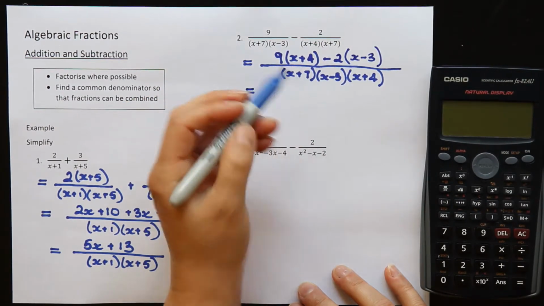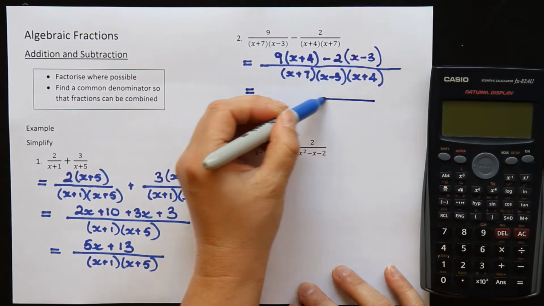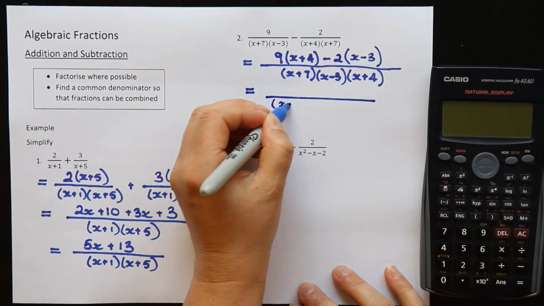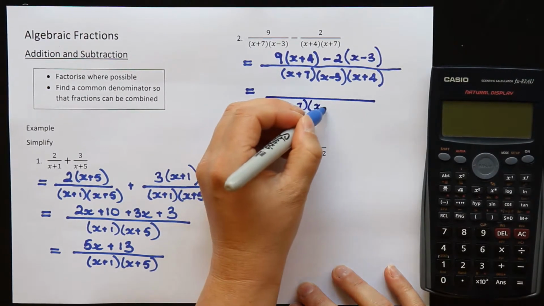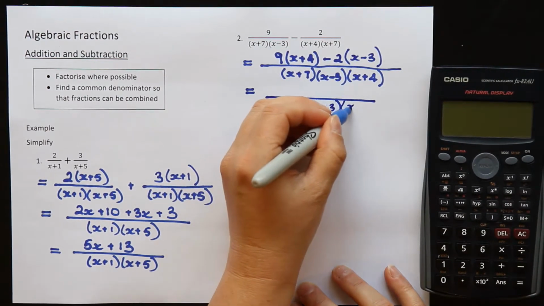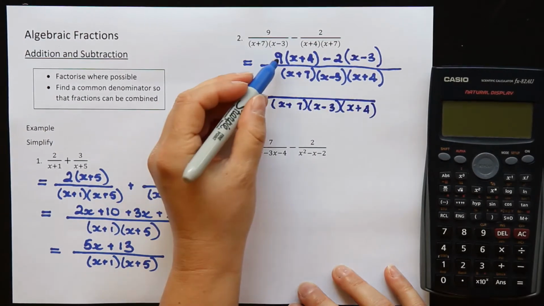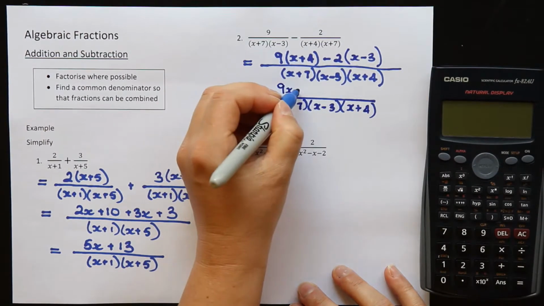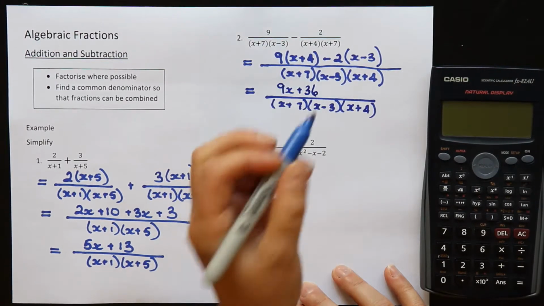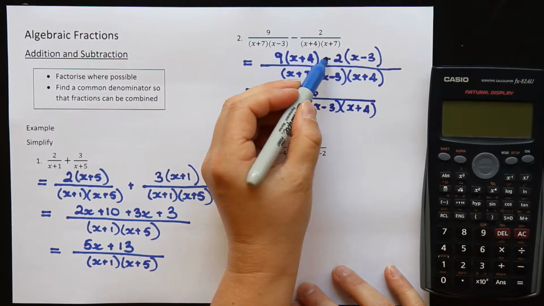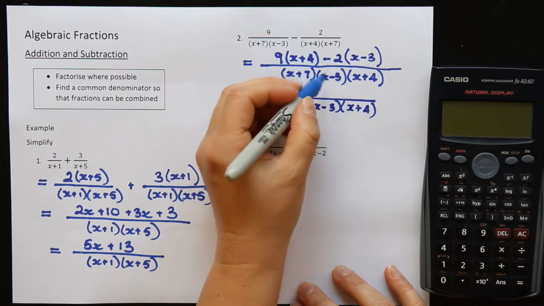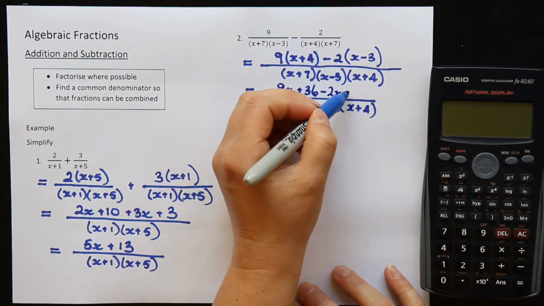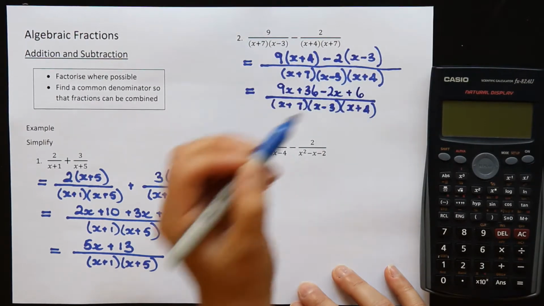On the next line, I need to expand my brackets out. So the denominator is not going to change. We're just going to be writing that over and over again now. On the top, 9 times x is 9x, 9 times 4 is 36. Second one, be careful with minus signs. Minus 2 times x is minus 2x. Minus 2 times minus 3 is a positive 6.